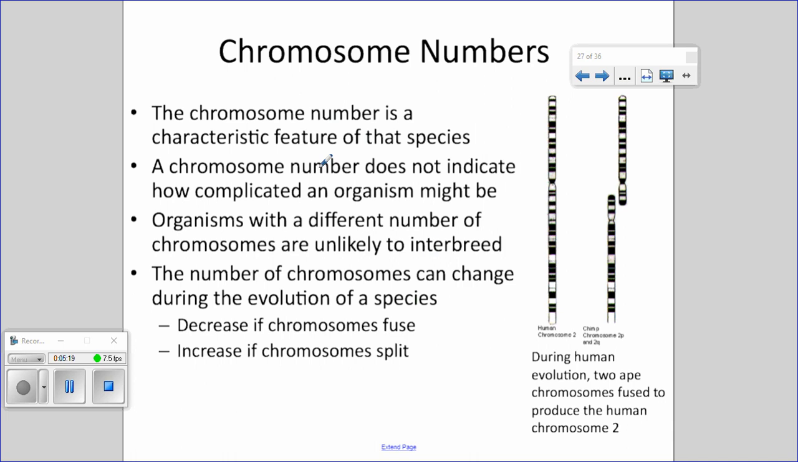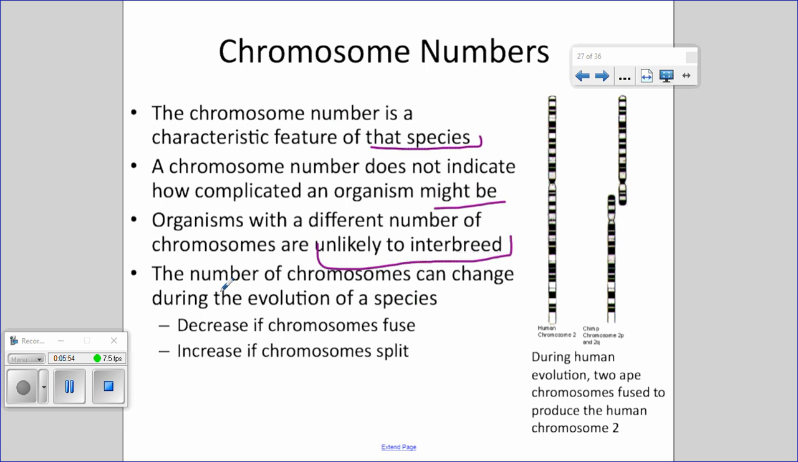With chromosome numbers, the chromosome number is a characteristic feature of that particular species. A chromosome number does not indicate how complicated an organism might be. Organisms with a different number of chromosomes are unlikely to interbreed. So in order to generate a successful offspring, organisms have to have similar chromosome numbers. If there's a mismatch in chromosome numbers, then you do not get proper fertilization.